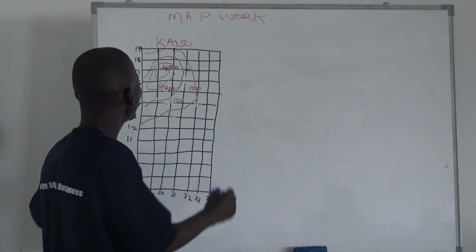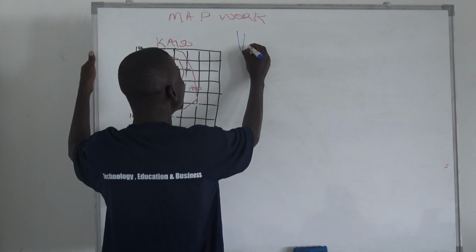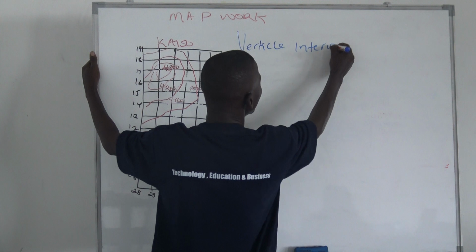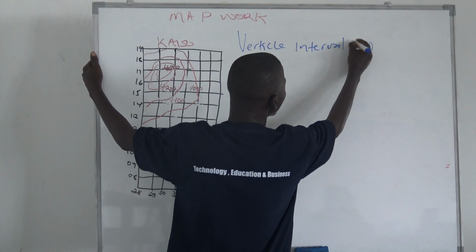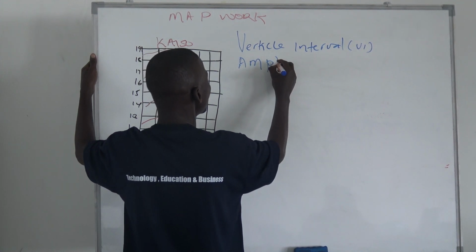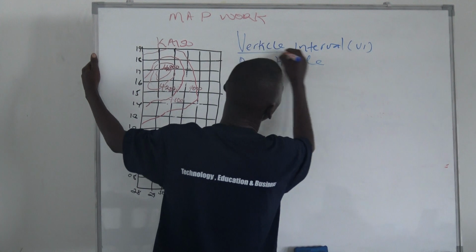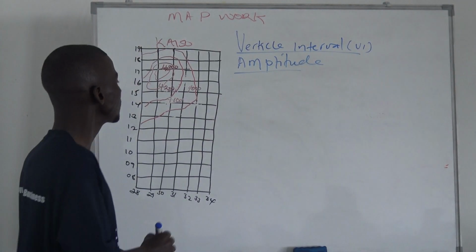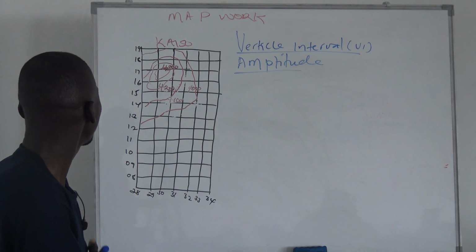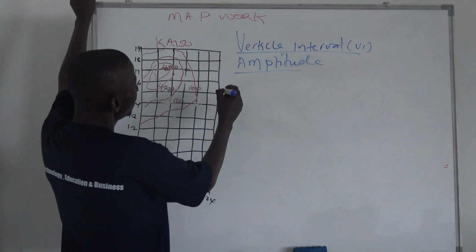So we are today going to talk about vertical interval, known as VI, and the amplitude. How to calculate the vertical interval on the map, and then how to calculate the amplitude. First, let us look at it.